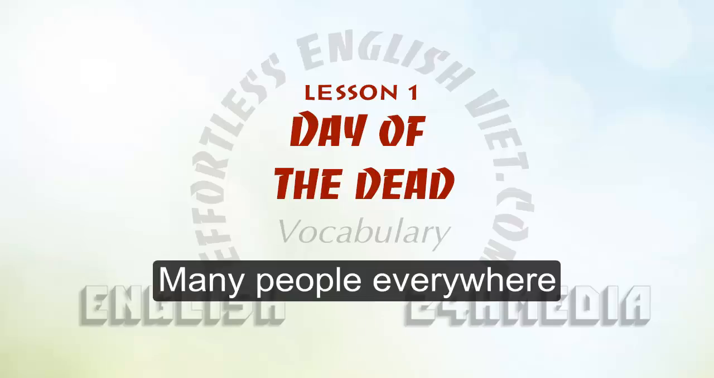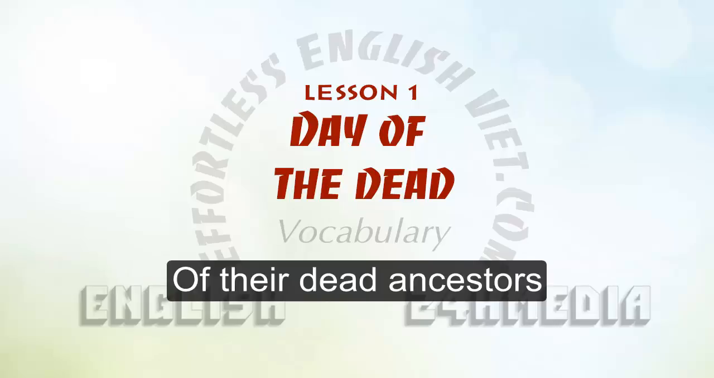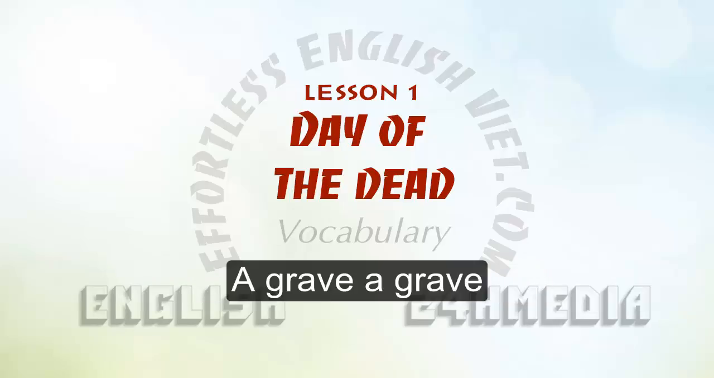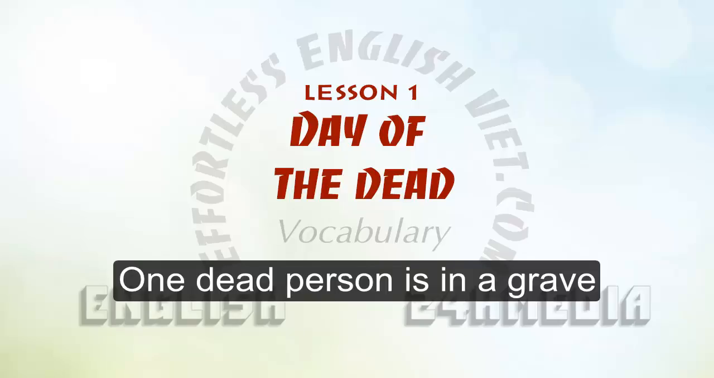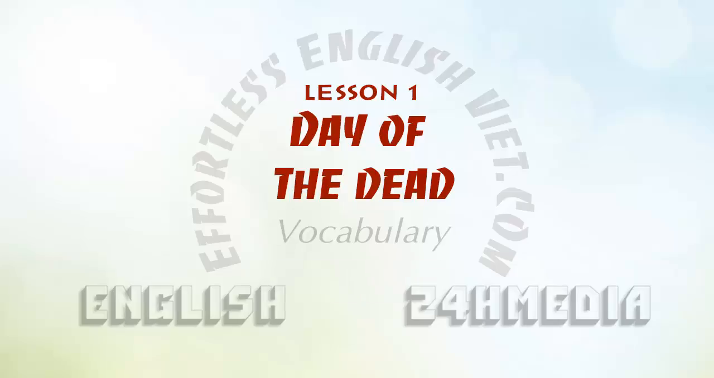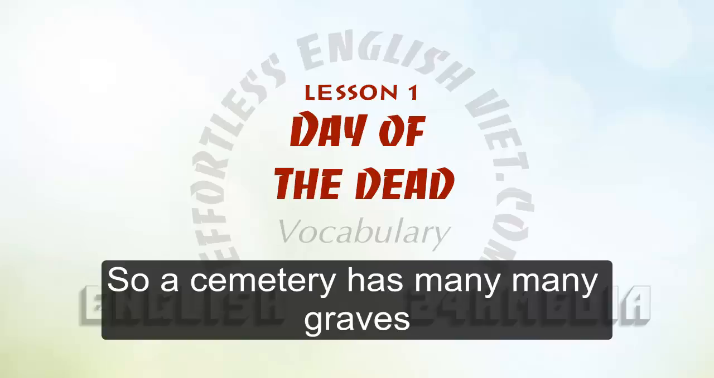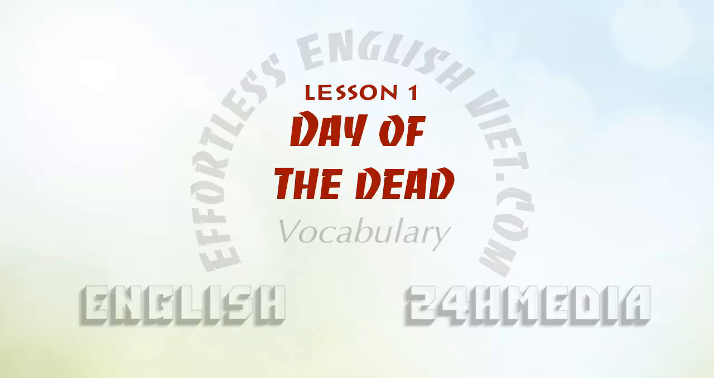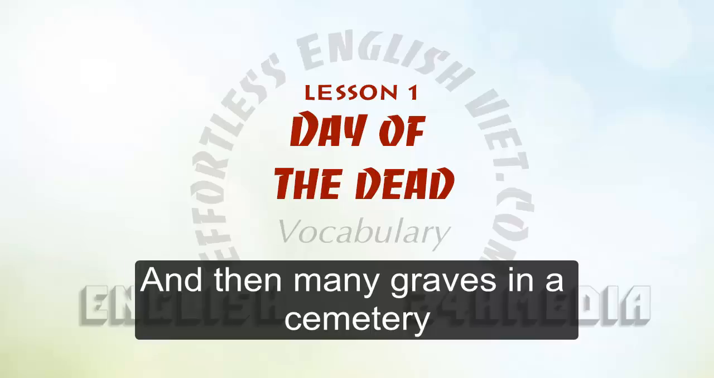There are many people everywhere. And people were sitting around the graves of their dead ancestors. A grave is a place where one dead person is buried. Right? One dead person is in a grave. One dead body in a grave. Many graves in a cemetery. Right? So a cemetery has many graves. So each grave has one body, and then many graves in a cemetery.